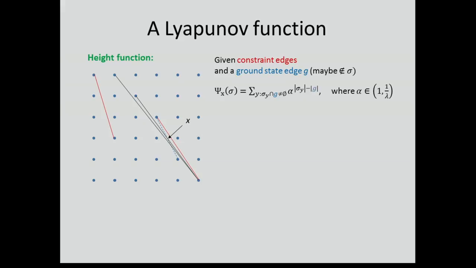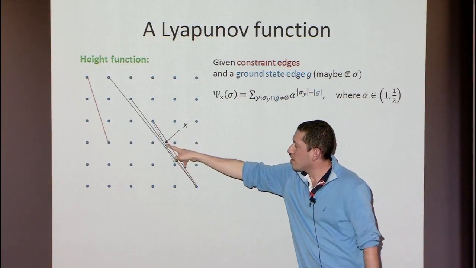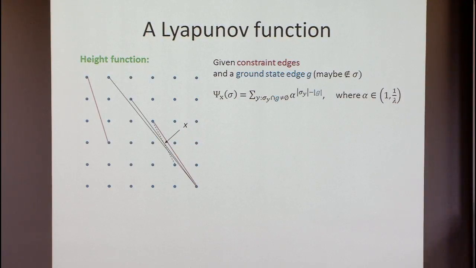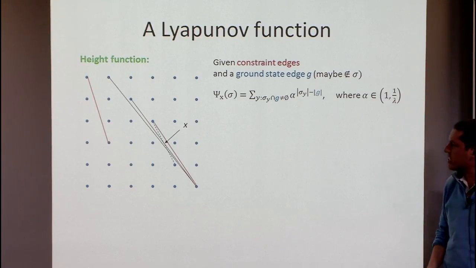Okay. So this gives a value for the midpoint x, and I see this as a height. What is the x in the function? Sorry? What is the sub x for psi? X is the midpoint that I chose. So for each x, I'll have a value based on the edges that cross the smallest edge, the blue edge, that has midpoint x.